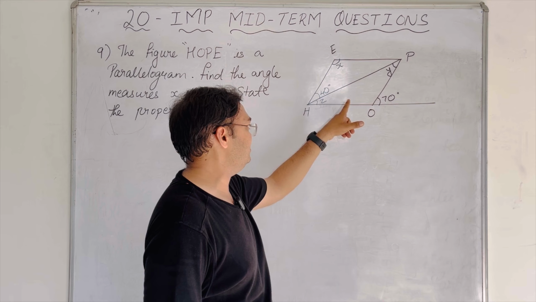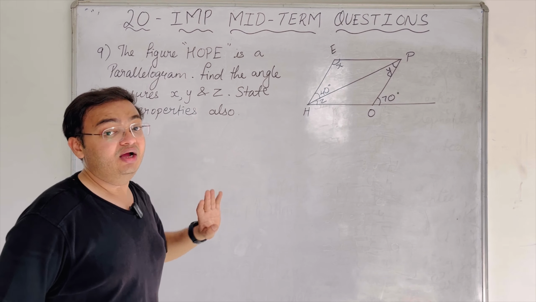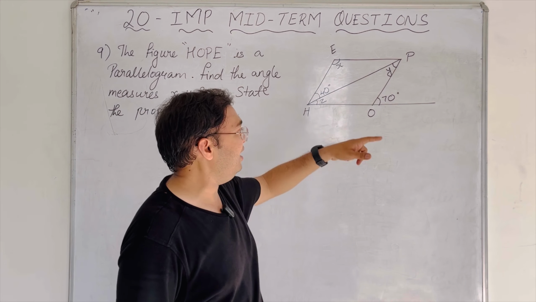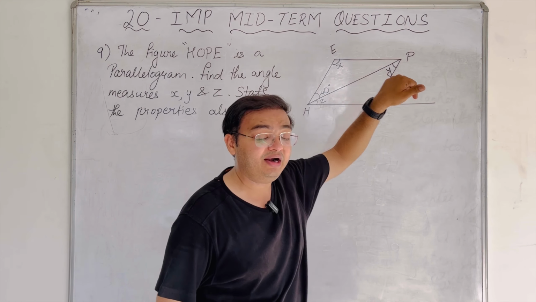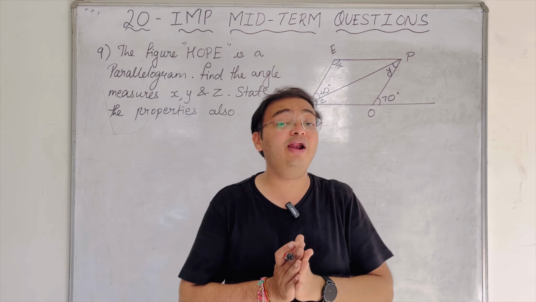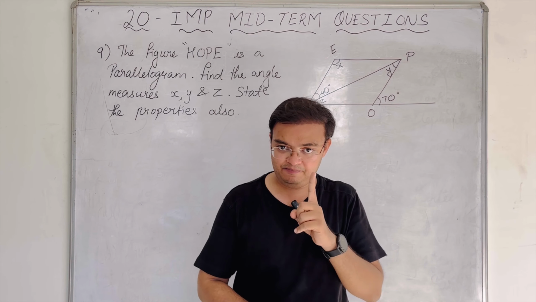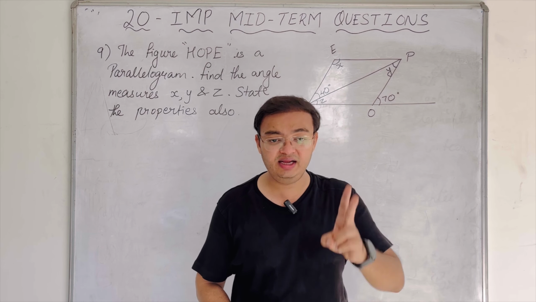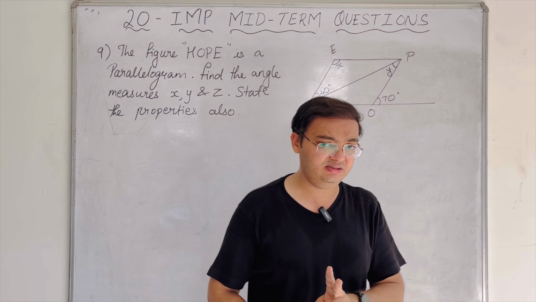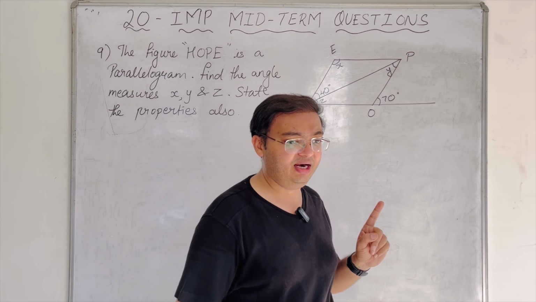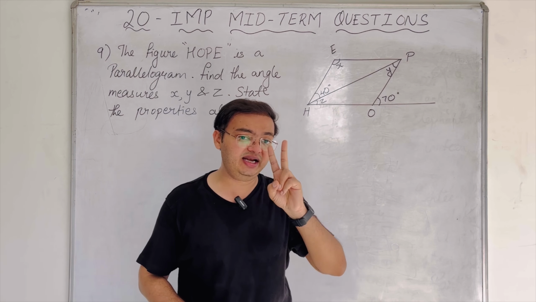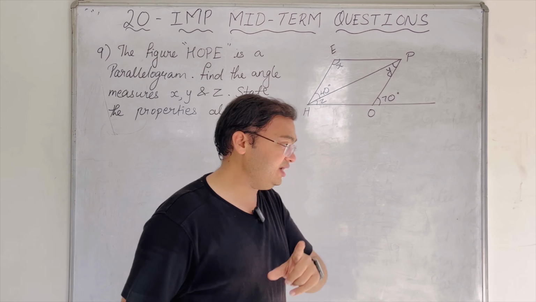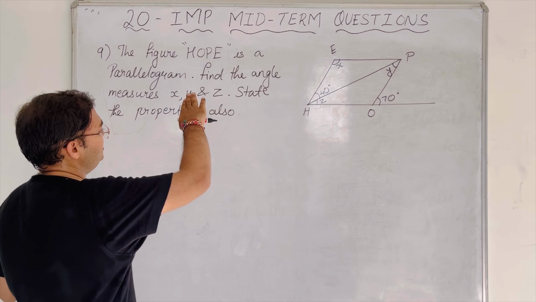So here it's x, here it's y, and here it's z. Parallelogram. So we will recall the properties of the parallelogram with the angles. If I talk about angles in the parallelogram, the opposite angles are the same, and the adjacent angles make 180 degrees. These are the two common properties in the parallelogram related to angles. So look at that, we will start solving it.